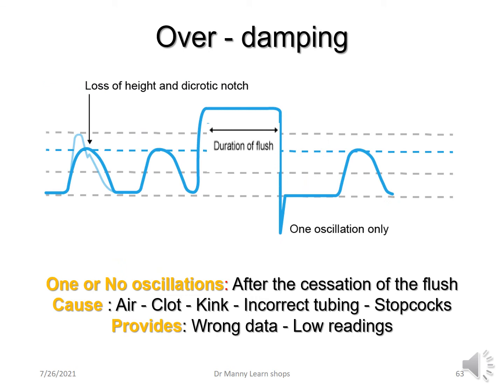Overdamping, 1 or no oscillations after the cessation of the flush, and this could be due to air, a clot, a kink, incorrect tubing, too many stopcocks breaking the system or open to the atmosphere, or as a consequence it provides the wrong data and low readings.